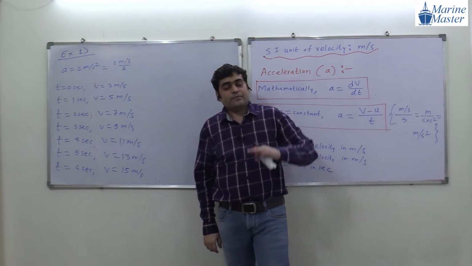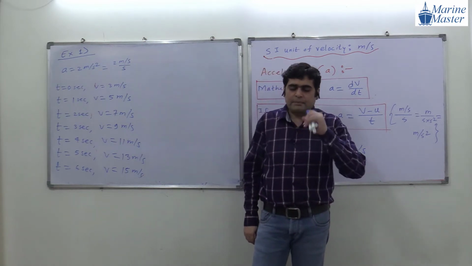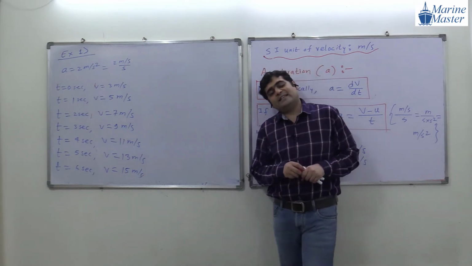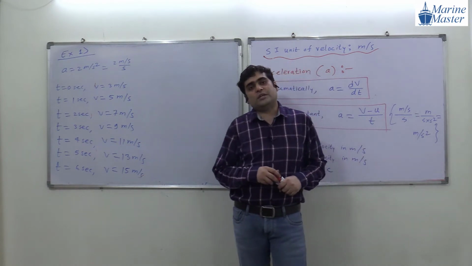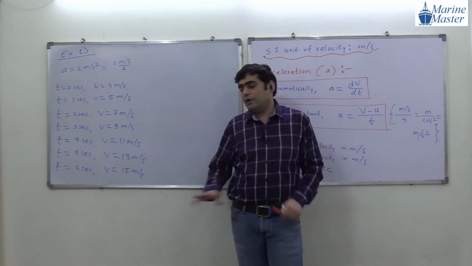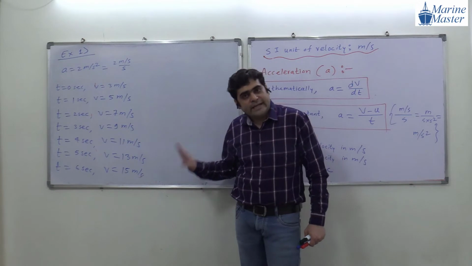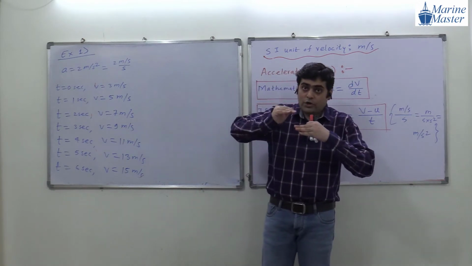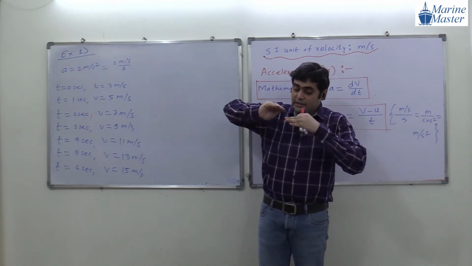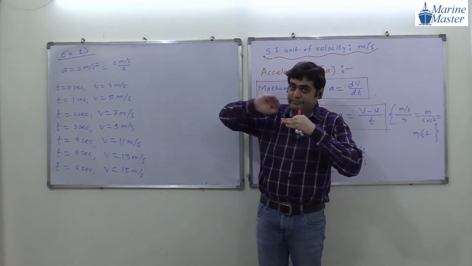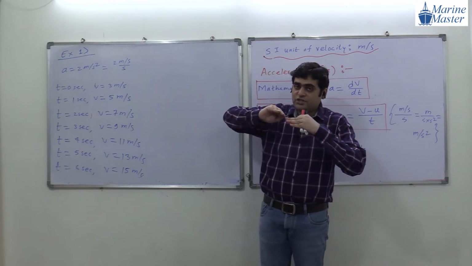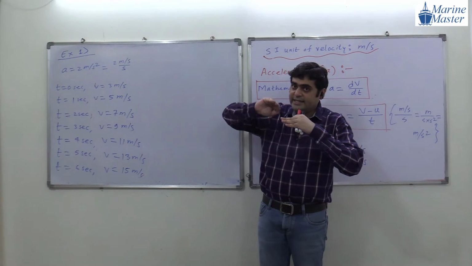Sometimes, guys, people may get confused: acceleration constant means velocity is constant. It doesn't mean velocity is constant. It means the increment of velocity is uniform. If acceleration is constant, our velocity is increasing uniformly.